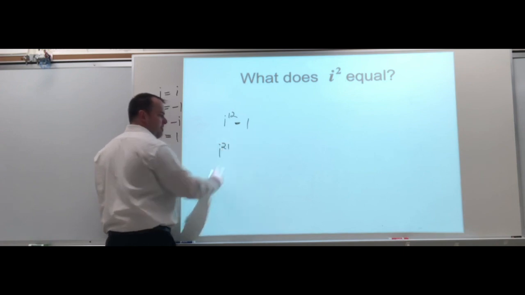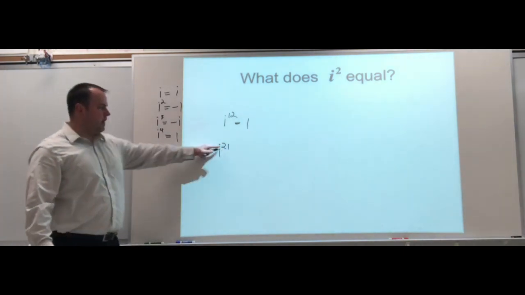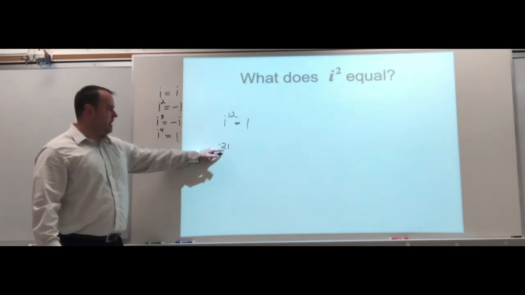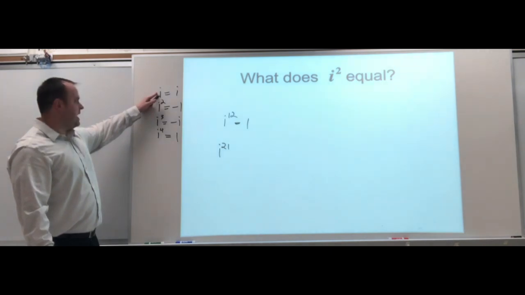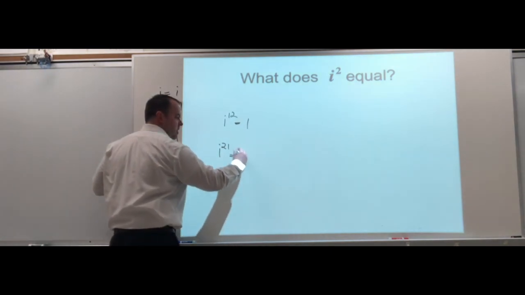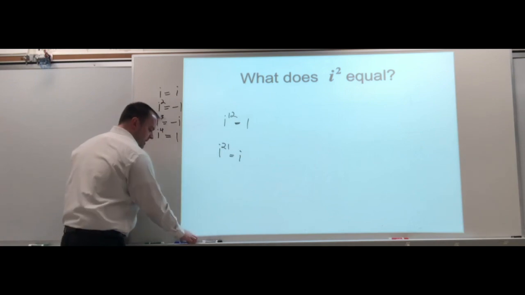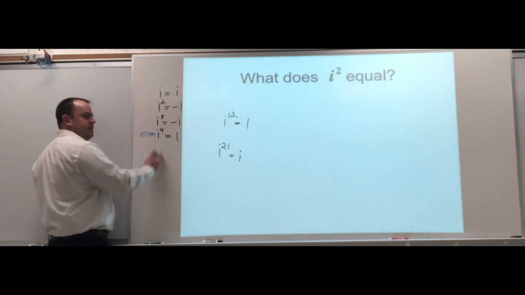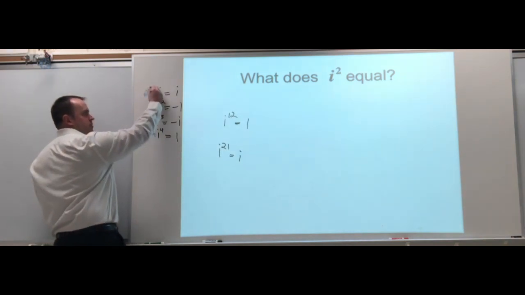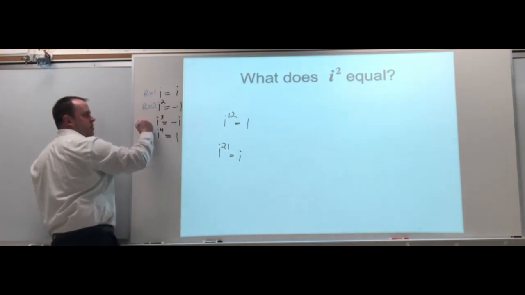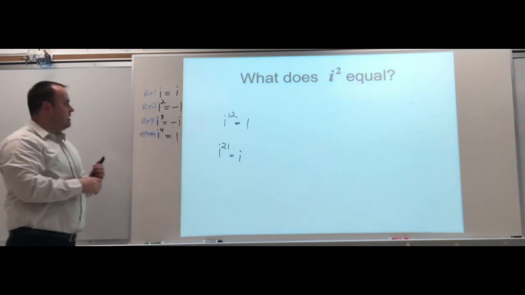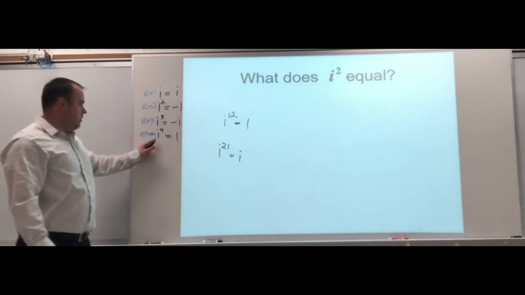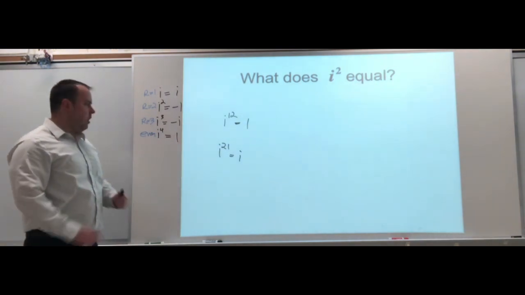i to the 21st. Well, 4 goes into 21 5 times with a remainder of 1. So since it's a remainder of 1, we start back at the top again. So that means i to the 21st goes to i. If it divides by 4 evenly, it simplifies to 1. If there's a remainder of 1, remainder of 2, remainder of 3, now it corresponds with either i, i squared, or i cubed. Okay? So 4 goes in evenly, it breaks down to 1.